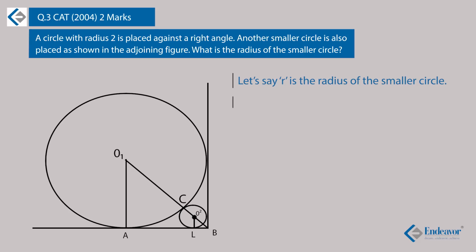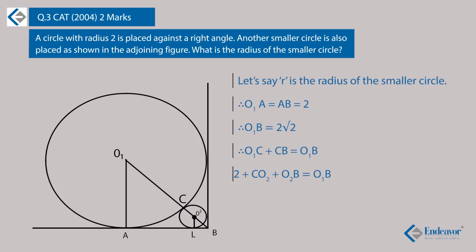So by the look at the figure, we can clearly see that O1A and AB both are equivalent to the radius of the bigger circle, which is 2, and therefore by the Pythagoras theorem, O1B will be equals to 2 root 2. Also, we know that O1C and CB will be equals to O1B, but we can break CB into CO2 and O2B. Why am I doing this? Because I know that CO2 is small r, and O2B I can clearly see can be found out as small r into root 2.